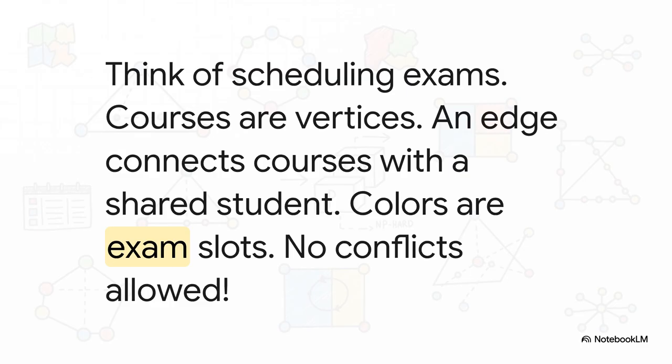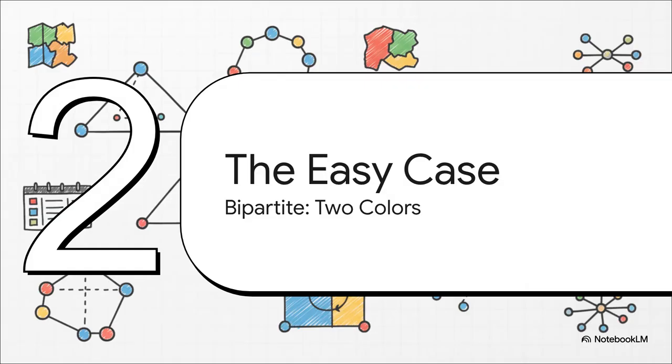Every single course is a dot, a vertex, and if even one student is taking 2 different courses, we draw a line connecting those 2 dots. So what are the colors? The colors are the exam time slots. The goal is to color the whole graph, schedule every single exam, using the fewest time slots, without any student having a conflict. And boom, just like that, our abstract coloring puzzle is now a very real, very stressful logistics problem.